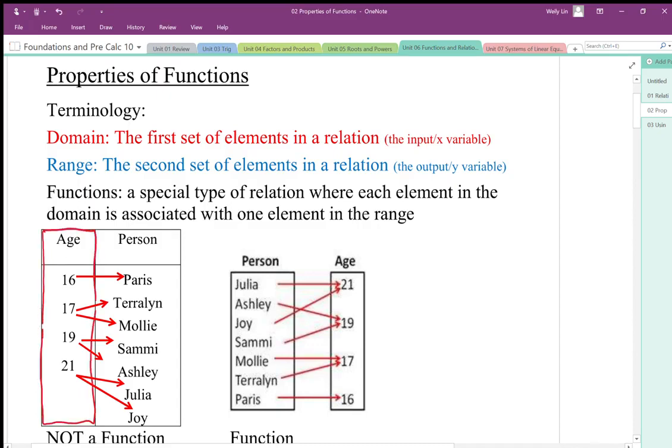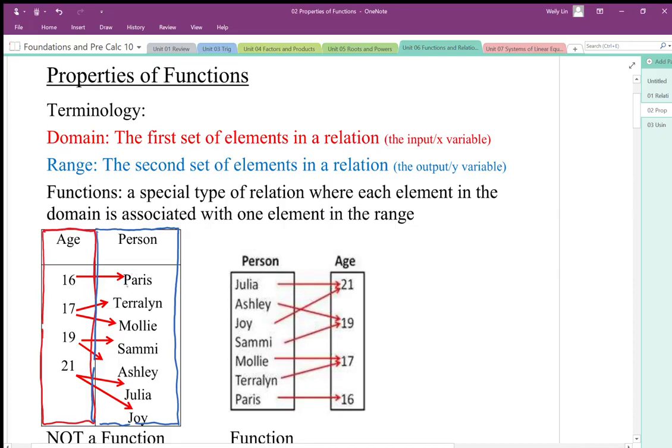The domain here is the age. Okay, so we have ages of 16, 17, 19, and 21. We also have something called the range. The range would then be the output of the function. So in this case, the person is the output. When we input the age, we get an output of the person who matches that age.